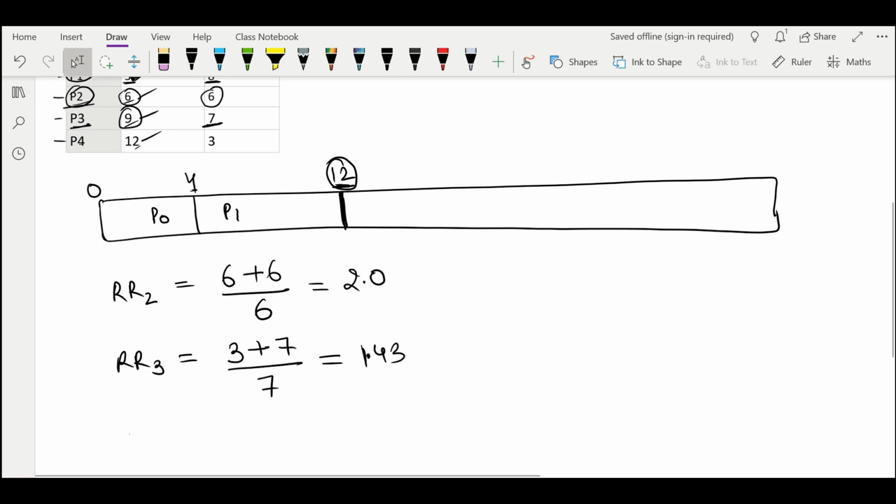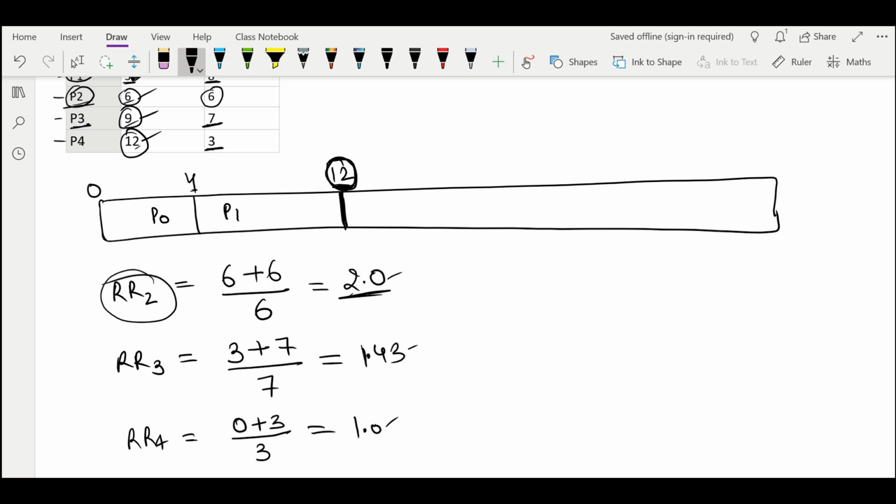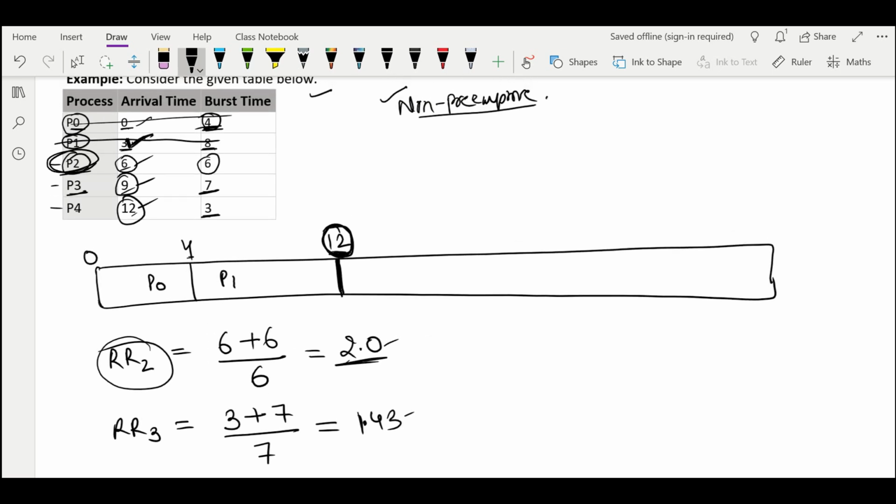Similarly, if you do the response ratio of P4, it arrived at 12 and we are at 12 only. So how much time has it waited for? 0. Whereas its burst time is 3. So this is 3 by 3, which is 1. Now you can see which one is highest: 2, 1.43 or 1. Obviously this 2. Okay, so we will schedule P2. So P2 will be scheduled for time 6. The whole time will be scheduled.